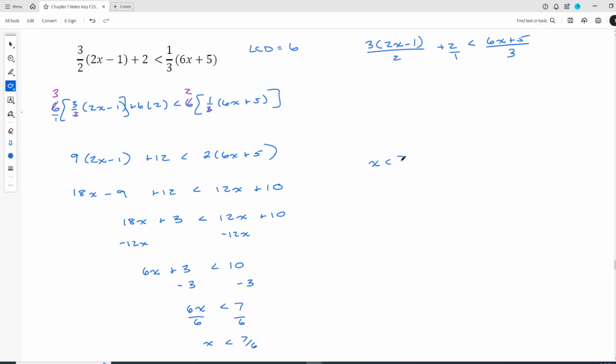So x is less than 7/6. Then we're going to graph it. So I'm going to put a 7/6 somewhere on my number line. Less than is to the left. Because it's not equal to, I'm going to do a round bracket. Then for my interval notation, I've got this 7/6, and then it's going down to where? Well, it keeps going down to negative infinity, and negative infinity will always get a round bracket. Awesome.